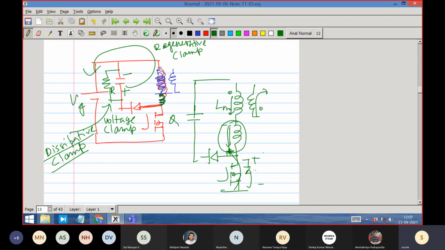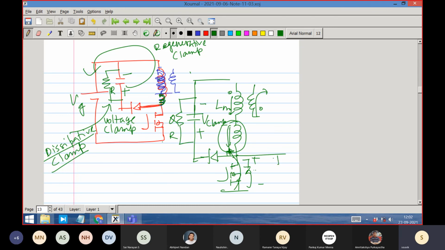So in order to make it a defined thing, what we do is we put the energy back through a diode to the capacitor. Then it has to be dissipated in the resistor. Then what is the voltage across the switch? Now we can easily find out. The voltage across the switch is Vg plus V clamp.